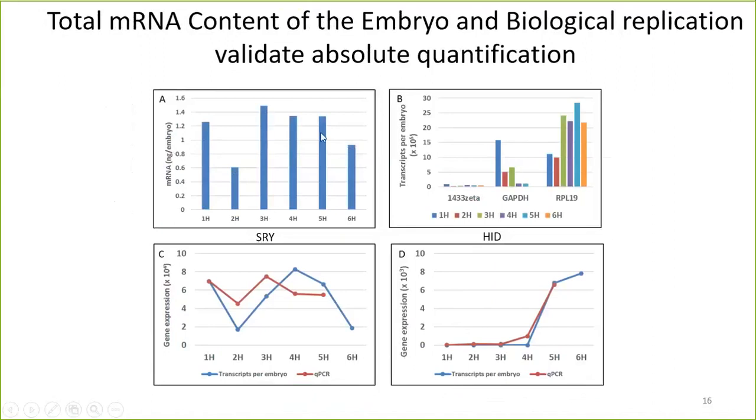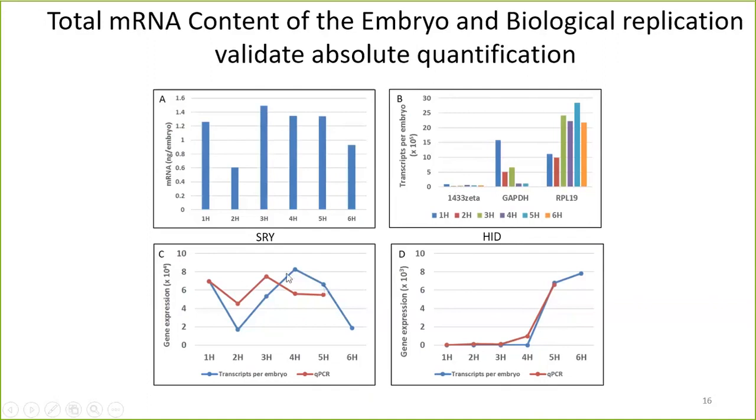But to confirm this with the qPCR, we had to find some genes that are reference genes. There are many genes that are reported in the literature to be good reference genes, but we found that GAPDH and ribosomal protein L19 really varied greatly across our sampling period. But this other gene, 1433 zeta, was quite stable across our samples or our time points. So we used this gene as the reference.